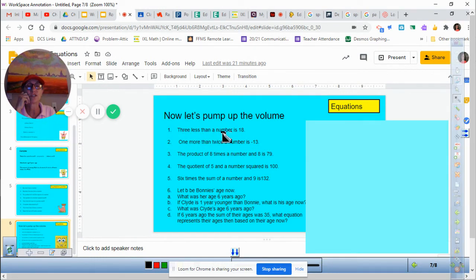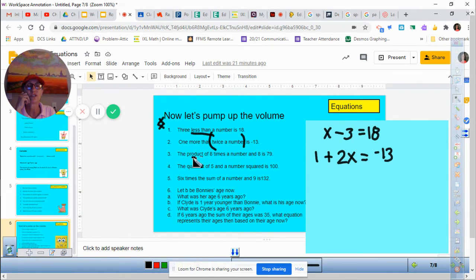3 less than a number is 18. Well, there's that less than. That should be setting off little alarm bells all over the place for you. 3 less than a number. So I'm going to subtract 3 from some number, and it is 18. That's our first equation. Number 2, 1 more than, well, 1 more than what? Twice a number. So 1 more than twice a number is negative 13.